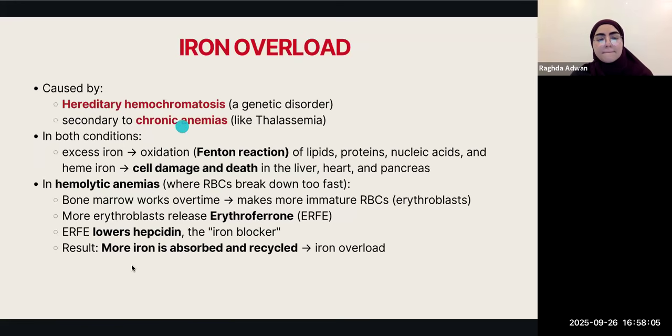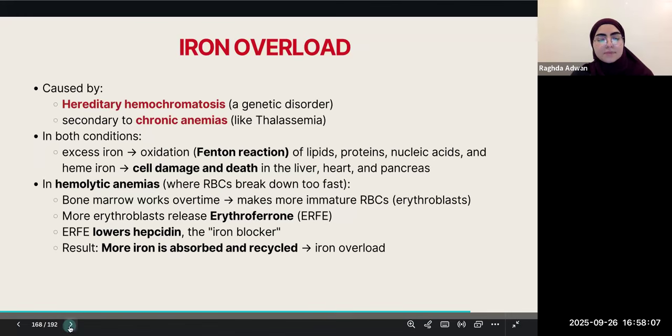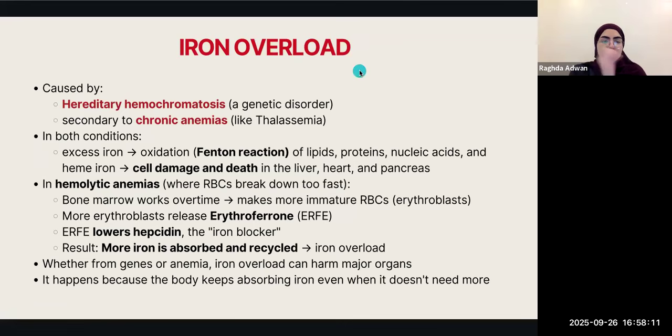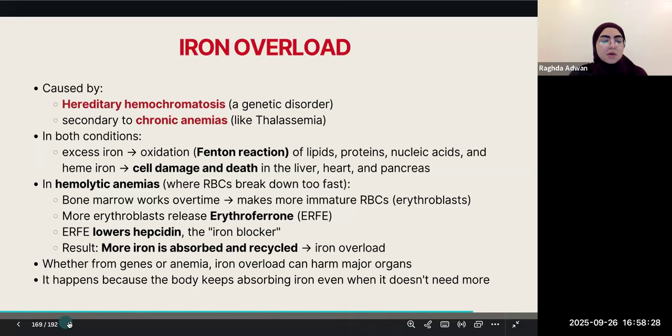Okay. So if that's clear, the point is, if it's a genetic cause or it's from chronic anemia, iron overload is bad and it can harm your organs because of the reactive oxygen species. You don't want this. And this happens because the body keeps absorbing iron when it doesn't need it. All right. Now, we're done with iron overload.